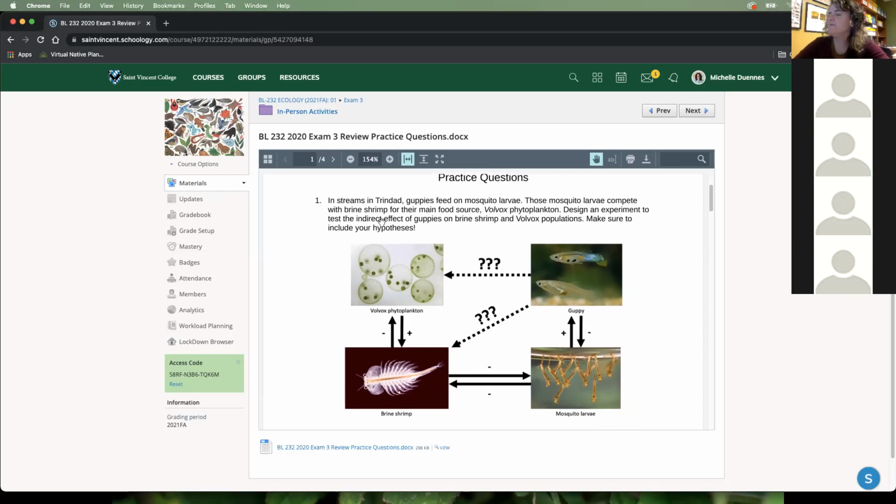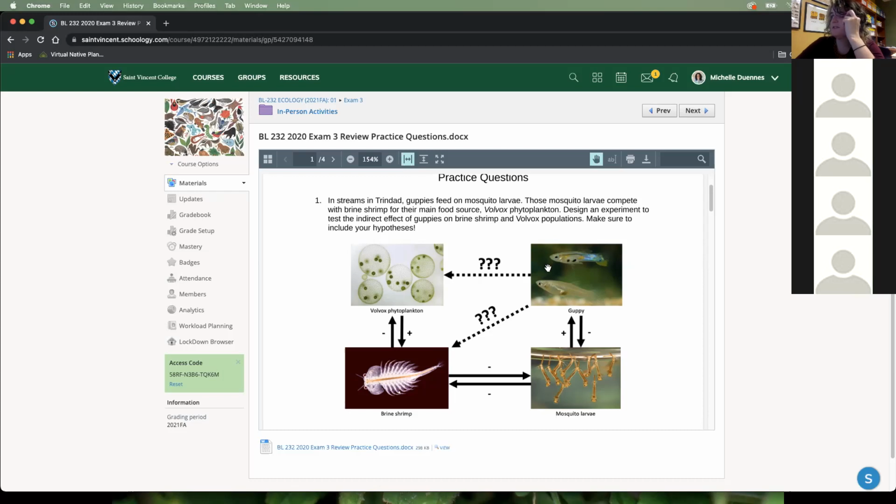No, this is real. So in streams in Trinidad, guppies feed on mosquito larvae. The mosquito larvae compete with brine shrimp for their main food source, volvox. So brine shrimp compete with mosquito larvae to eat volvox. Design an experiment to test the indirect effects of guppies on brine shrimp and volvox populations.